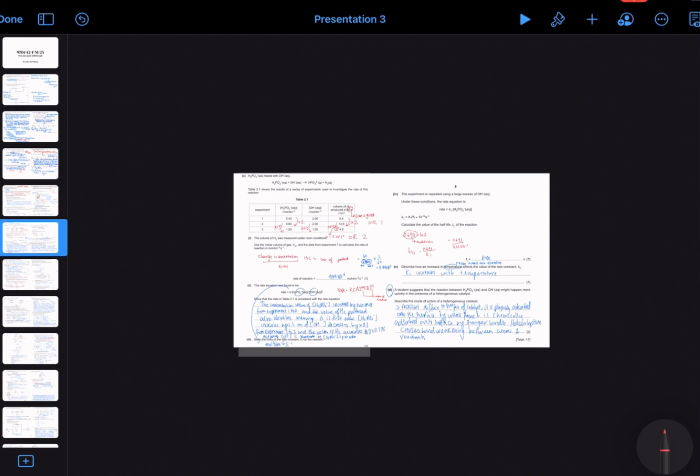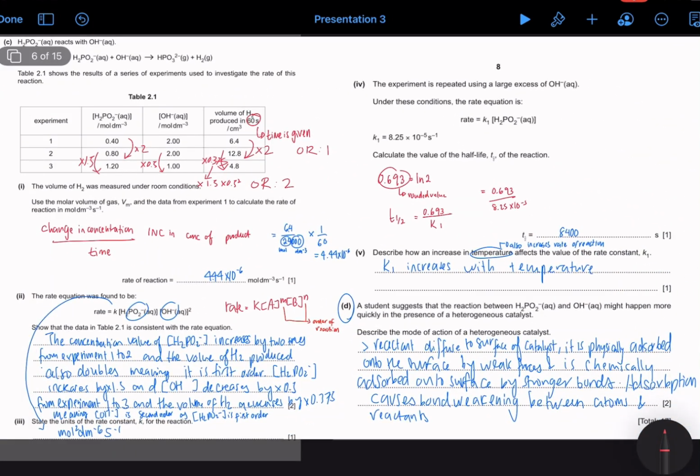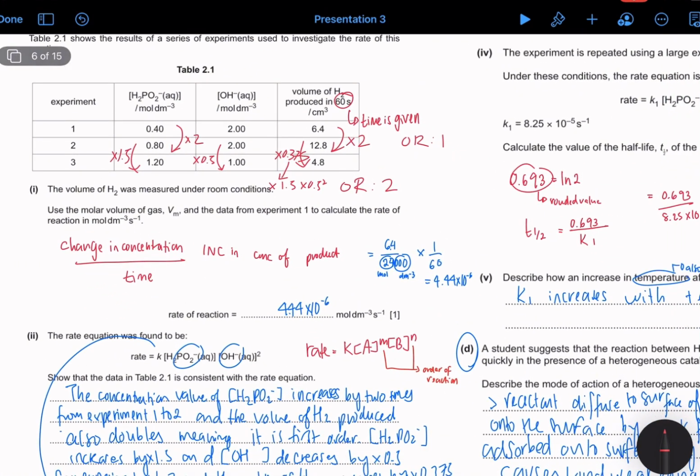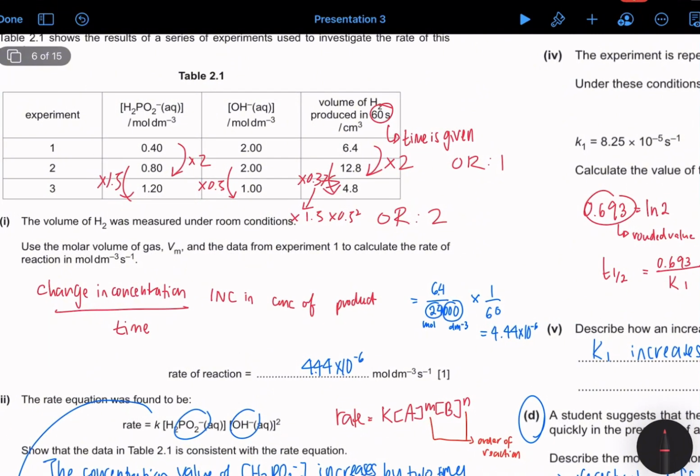Next question. H2PO2- reacts with OH-. Table 1 shows the results of a series of experiments used to investigate the rate of this reaction. This one is usually about the order: first order, second order.